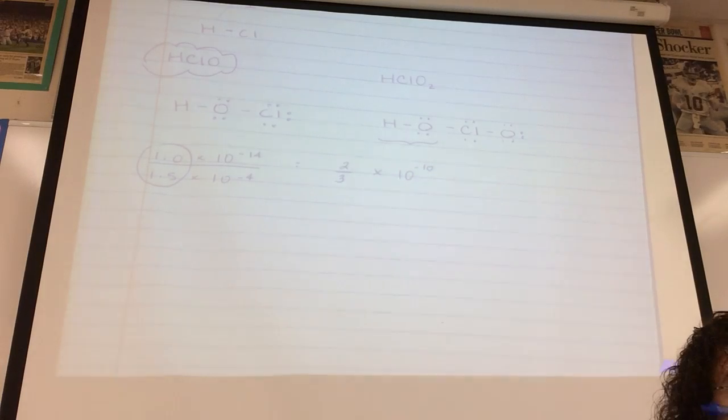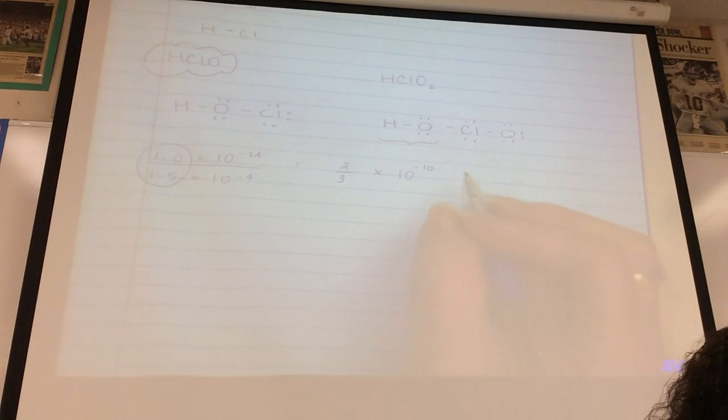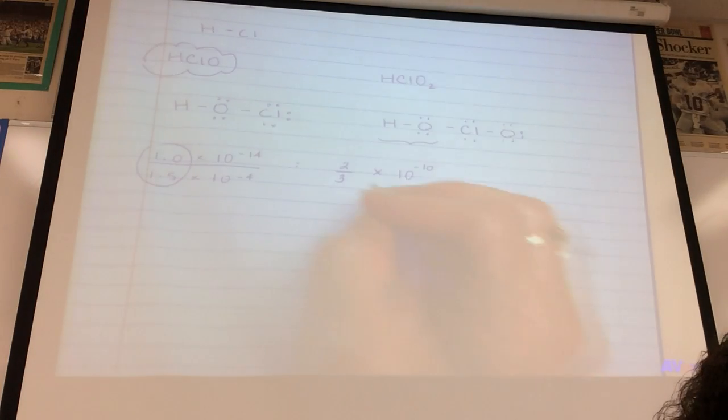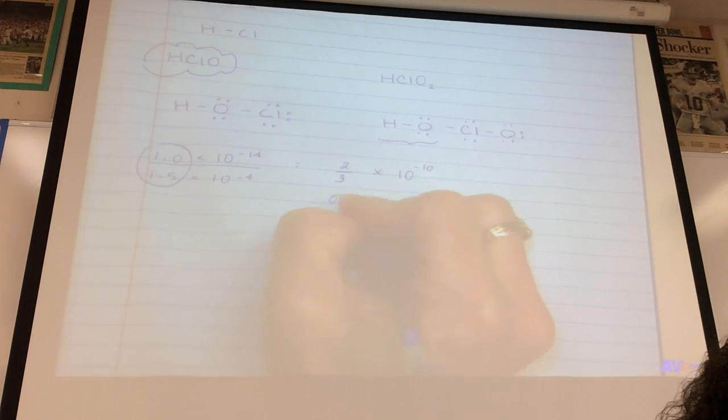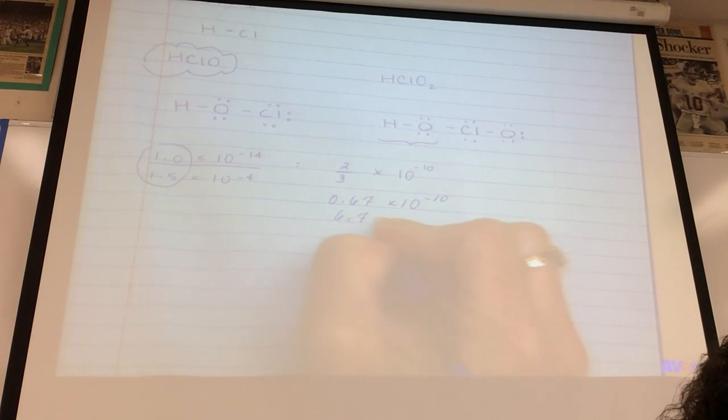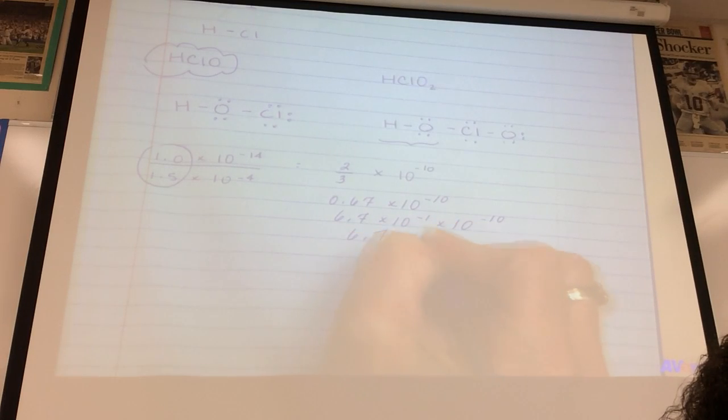Come on, guys, this is 7th grade math, which most of you skipped. All right. 0.67 times 10 to the negative 10. That's 6.7 times 10 to the negative 1 times 10 to the negative 10, which is 6.7 times 10 to the negative 11.